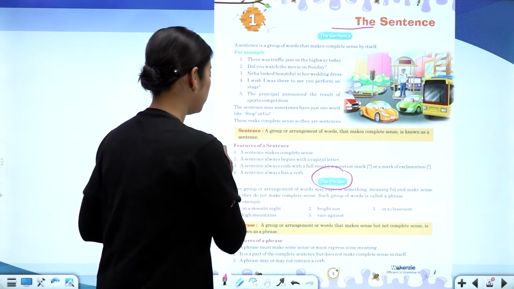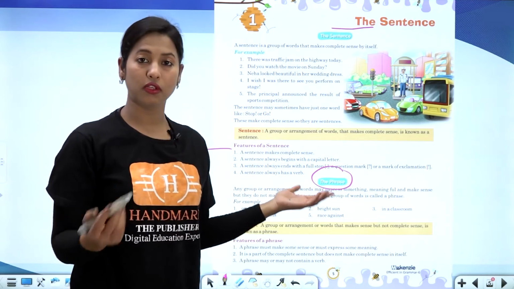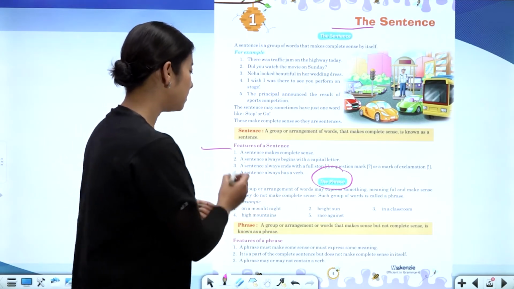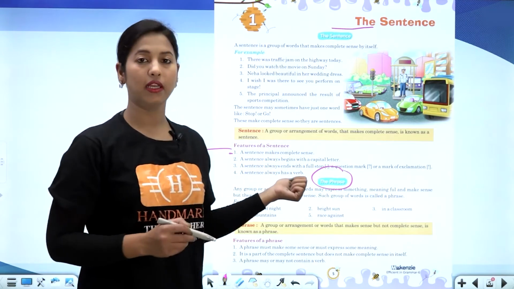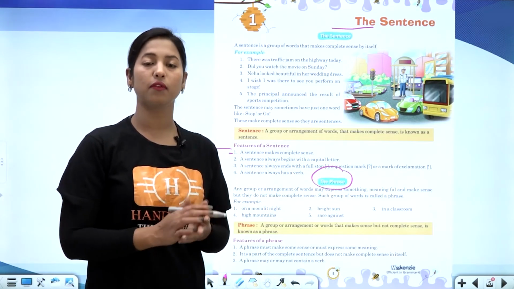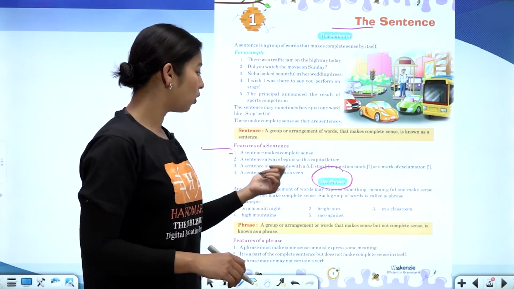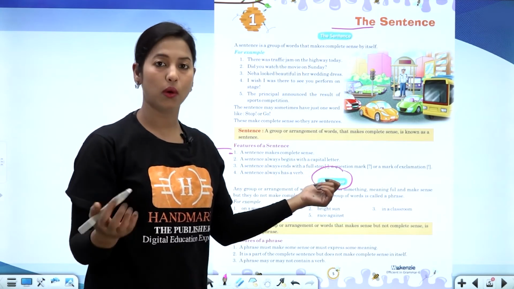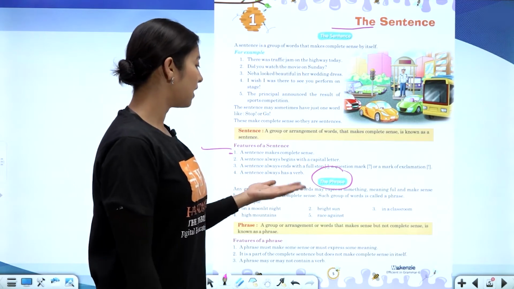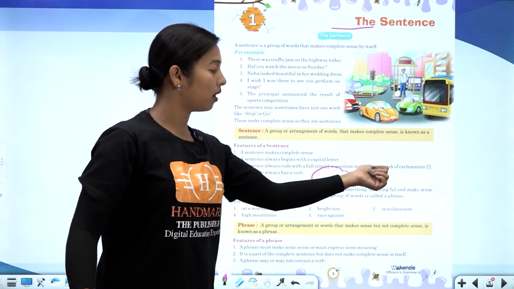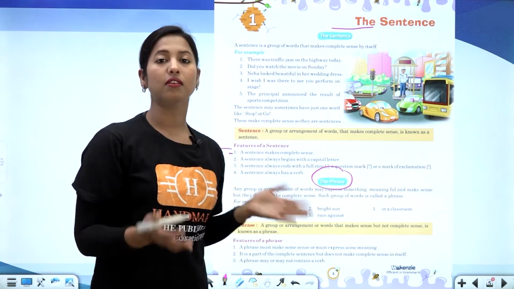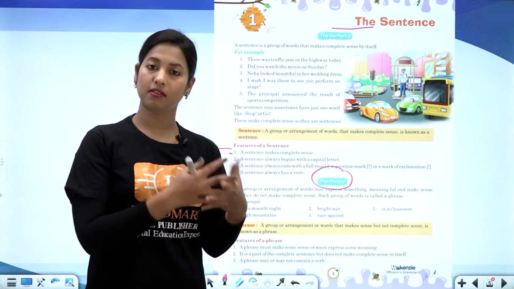So when we talk about a sentence, what are the features of a sentence? First, a sentence makes complete sense, means it should give the proper meaning or proper idea. Now a sentence always begins with a capital letter, we know it very well. A sentence always ends with a full stop, a question mark or a mark of exclamation. These are three marks that end a sentence.